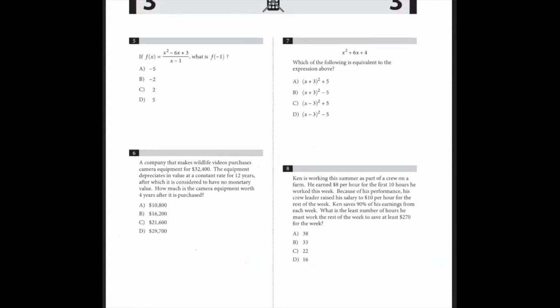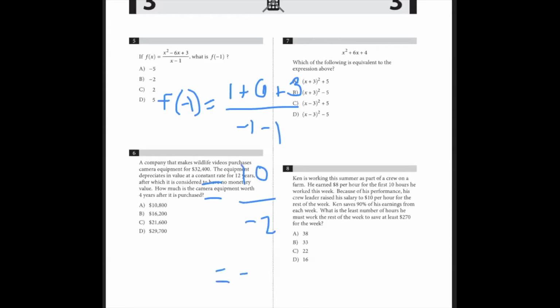It says f of x is equal to all of that. I'm not going to read it. What is f of -1? All you have to do is plug in -1. And instead of writing each thing and plugging it in, I kind of just do it in my head. Every time I see an x, I'm going to plug in -1 for it and just rewrite and simplify. So I plug in -1 into x squared, I get 1. I plug in -1 into -6x, I get positive 6, and then the plus 3 stays the same. And on the bottom, it's x minus 1, so it's -1 minus 1. From there, all you have to do is simplify. So you should end up getting 10 on the top, -2 on the bottom, -5. That's your answer.